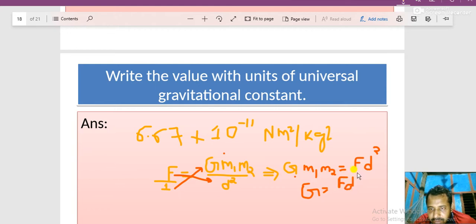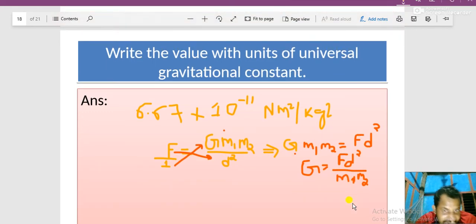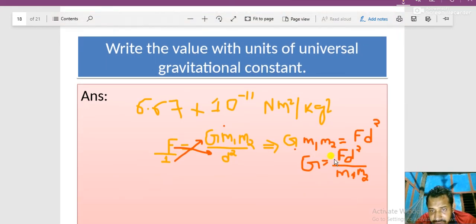F d square equals G m1 m2. Just m1 m2 refers to mass 1 and mass 2. Don't confuse it. It is not M power 1; you should write m1 m2 in that way, with the number at the base. It refers to the two masses. M1 refers to the first mass, the other to the second mass. Now here the force unit is Newton. You can write Newton, and d square means meter square, and m1 m2 means you can write kg square.